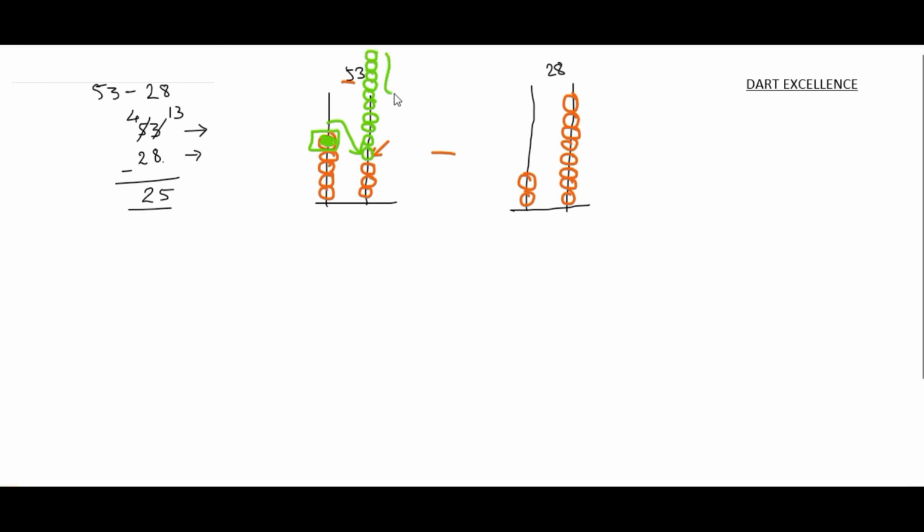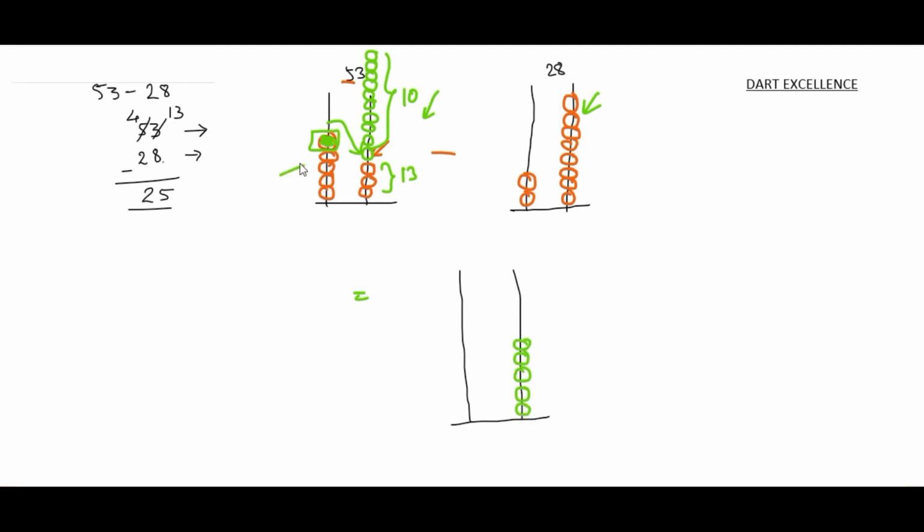So now we have 13 ones beads in ones wire. From 13 we can take away 8 beads. So 13 minus 8 will give us 5 beads. And in tens wire we are left with 4 beads, and when we take away 2 beads from 4 beads, we will be left with 2 beads in tens wire. So the number will be 25.